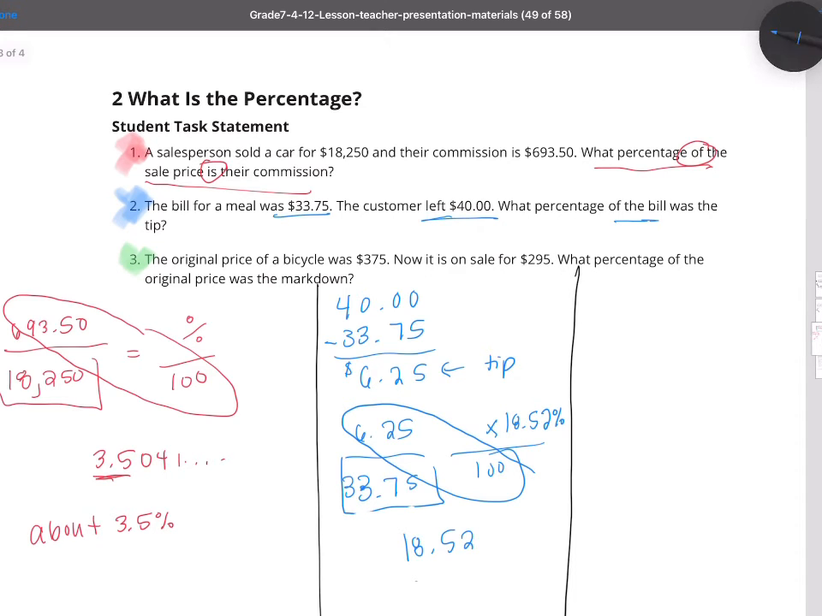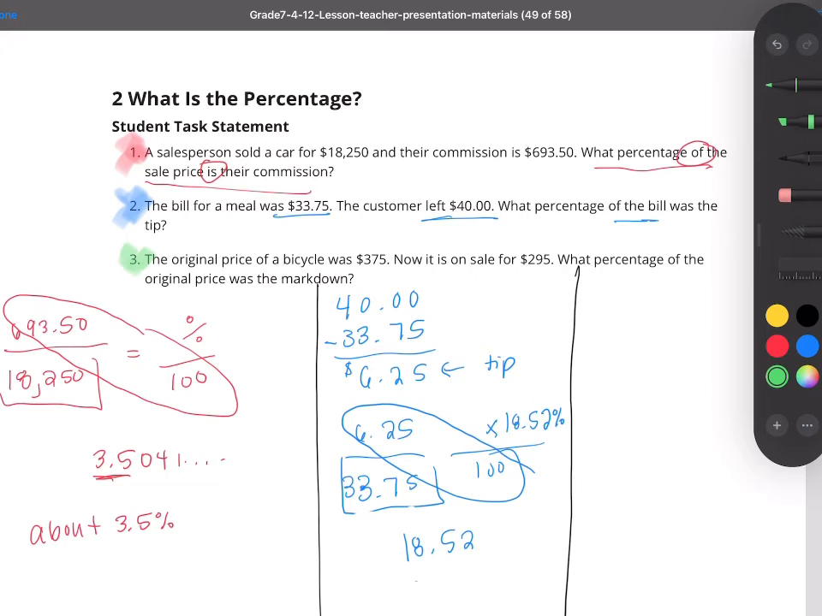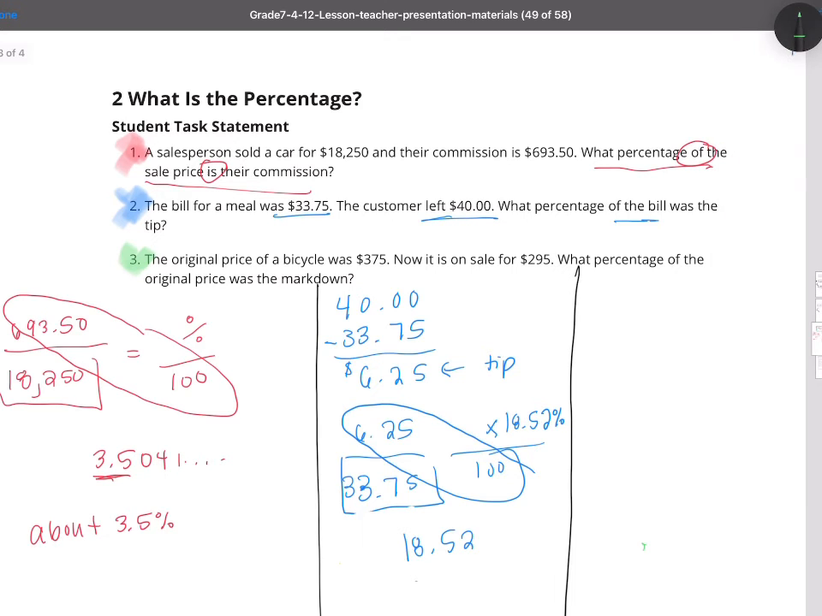Now, for the next portion. It says the original price of a bicycle is $375. Now it is on sale for $295. What is the percentage of the markdown? So what you want to do is the same thing we did in our last problem. We want to subtract. We need to figure out what the amount of the markdown is in order to figure out what the percentage of it is. So 375 minus 295, and when I do that, I should get 80.